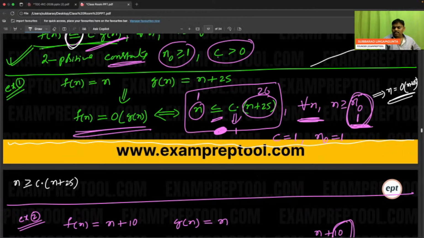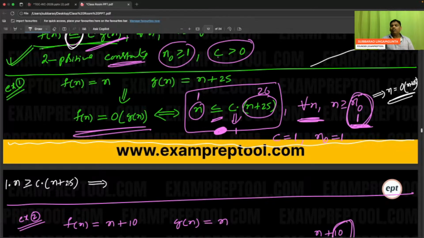By taking a constant, prove that right is smaller, which means left is bigger. You have to prove left bigger. How will I prove this? Remember, left side is already 1n. Right side is 1n plus 25, 25 extra. But I have to prove right smaller, left bigger. How can I prove it?